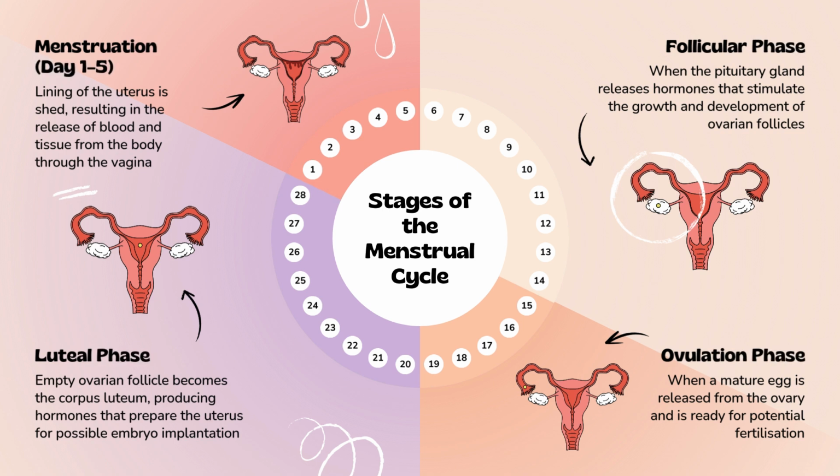Menstruation, day 1 to 5. Lining of the uterus is shed, resulting in the release of blood and tissue from the body through the vagina. Follicular phase, when the pituitary gland releases hormones that stimulate the growth and development of ovarian follicles. Ovulation phase, when a mature egg is released from the ovary and is ready for potential fertilization. Luteal phase, empty ovarian follicle becomes the corpus luteum, producing hormones that prepare the uterus for possible embryo implantation.